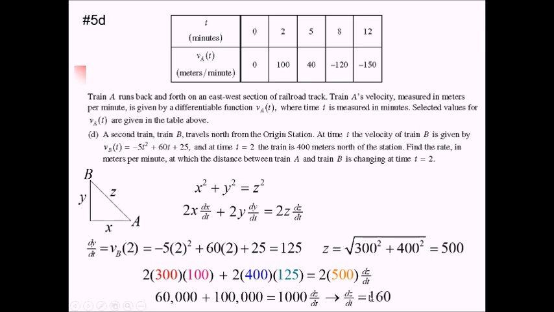And we should probably put the units in there. Now, what are the units going to be? Well, z was in units of meters. Time was in minutes, so this is meters per minute, and that is the rate at which the distance between the trains is changing at time 2.